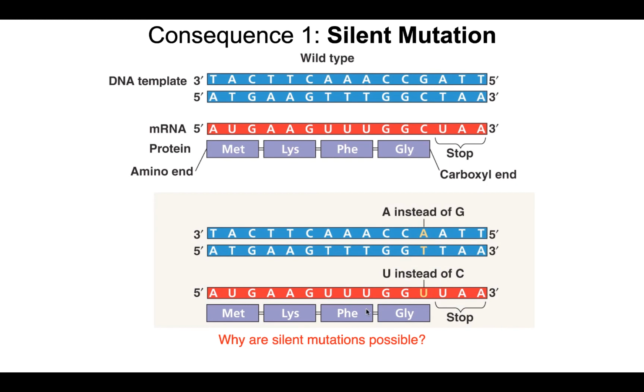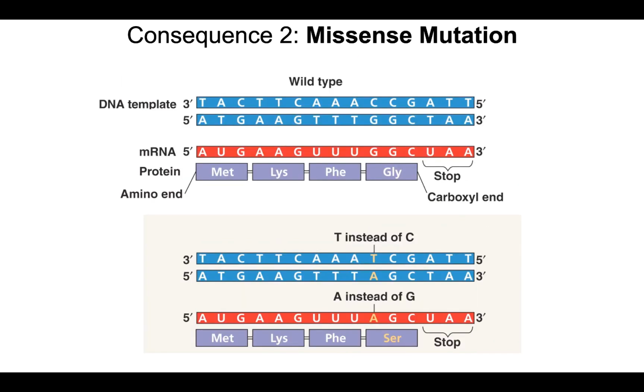It is not only coded by GGC, but it's also encoded by GGU. So it's possible to have these base pair substitutions that don't affect the protein structure at all, again because of the redundancy of the genetic code. Now, the next consequence is something called a missense mutation.